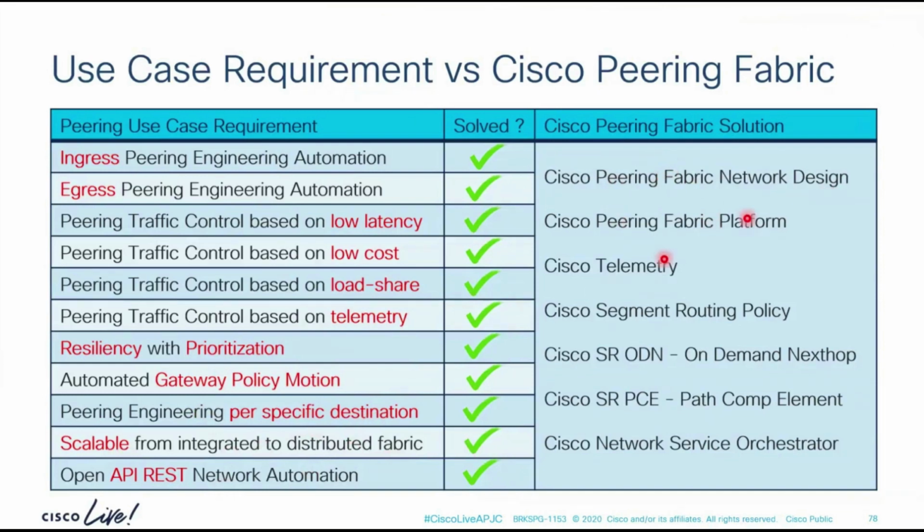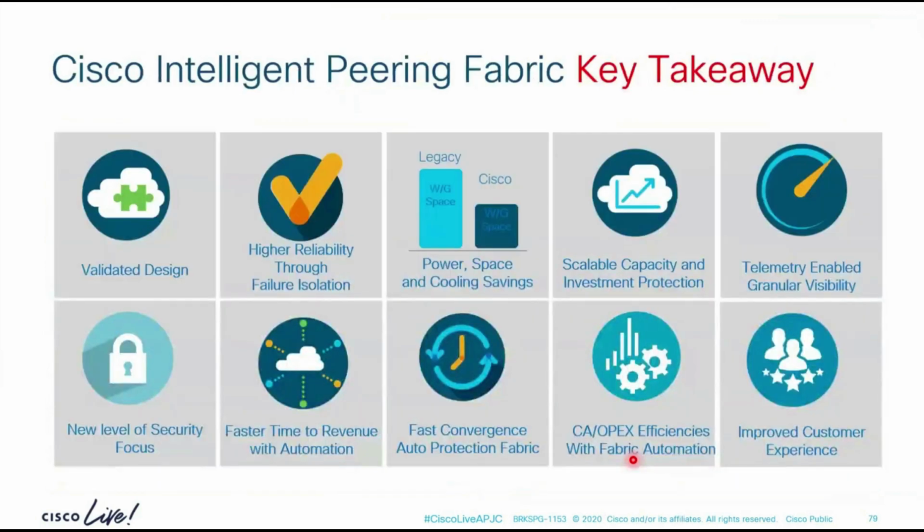So the peering fabric solution that I have just demonstrated consists of this network design: our Cisco peering fabric platform, IOS XR is the key, and Cisco IOS XR telemetry as well. We can combine with open source telemetry stack. Segment routing is the key factor here. You can see it's very flexible, very granular, and very simple to configure, as well as ODN, on-demand next hop, path computation element, and of course our main automation software, NSO, Network Service Orchestrator. So it is a solid design. It's very reliable, scalable, granular, telemetry based, and very fast.